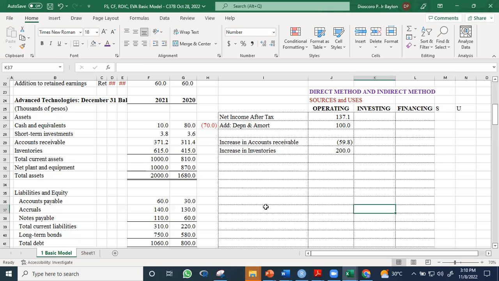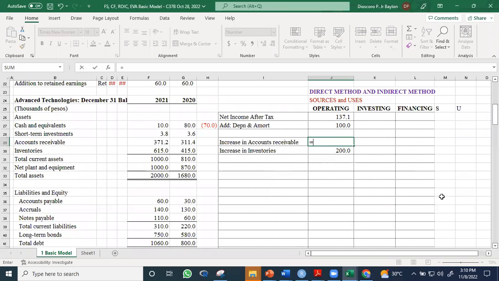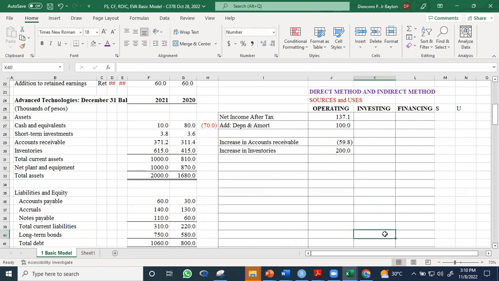Negative talaga siya, sir. Source of cash, di ba? So, dapat nakaparenthesis, sir. Ay, mali. So, dapat ano to? 371.2 yung kabila, sir, minus 311. Okay? Tama na? Hindi, sir. Baliktad. Okay. Delete. 371.2.